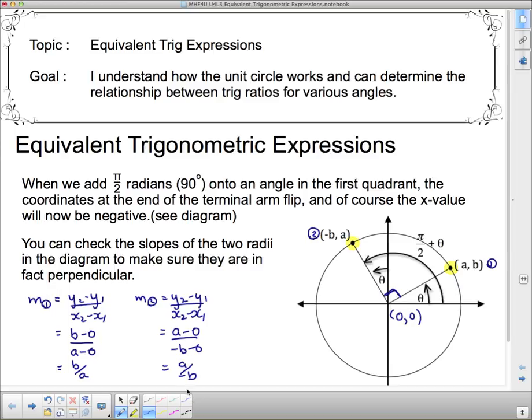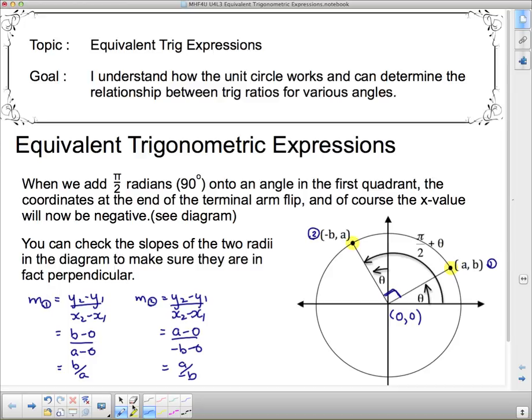Okay, so what does that mean to us? Well, that means that if this little thing in here is theta, then this great big thing in here is theta plus 90 degrees, because we have to take this part and then add on the 90 degree rotation. So this is theta, this is pi by 2 plus theta. We're also going to call this the unit circle, or it is the unit circle.